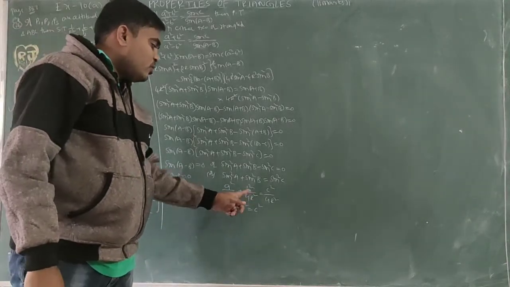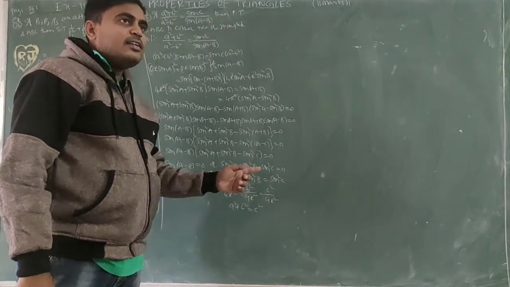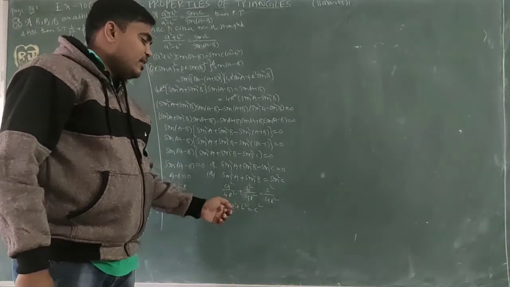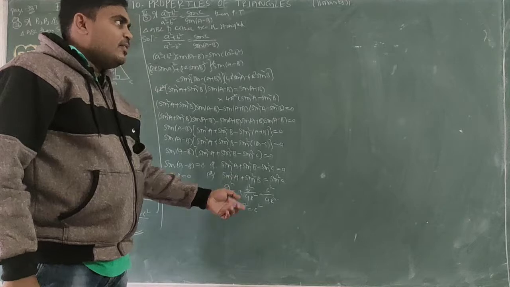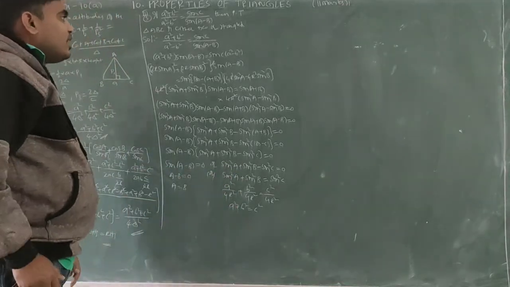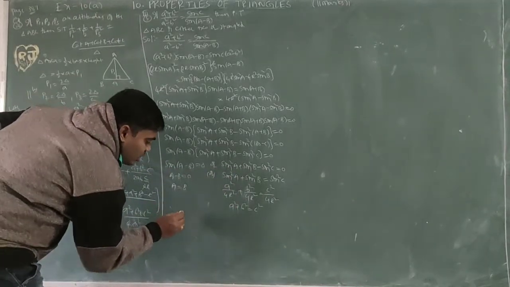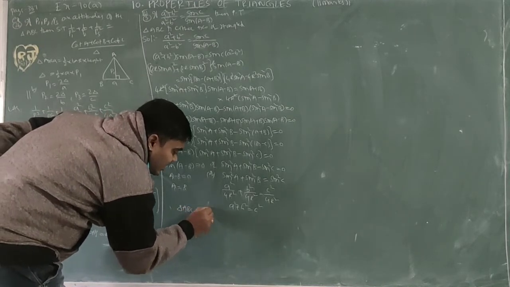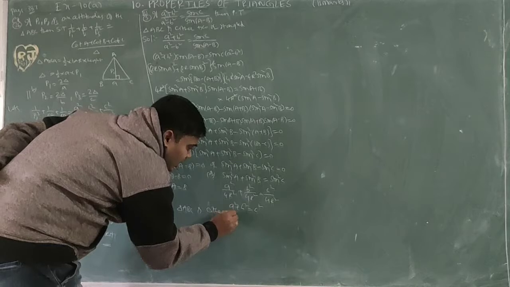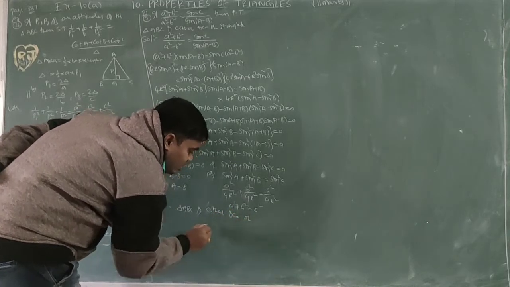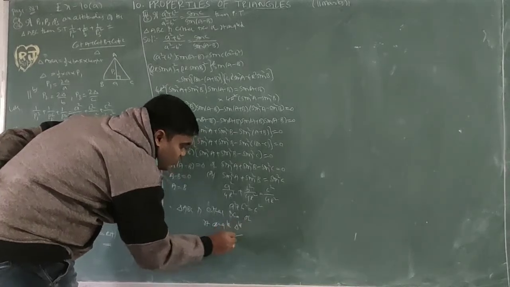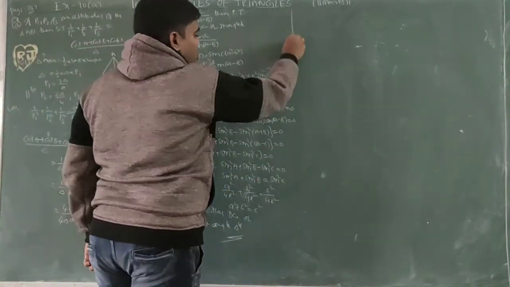Okay, now a, b, c are the three sides, and Pythagoras theorem is satisfied, so this is a right angle triangle. Therefore, triangle ABC is either isosceles or right angle triangle. So this is the required solution.